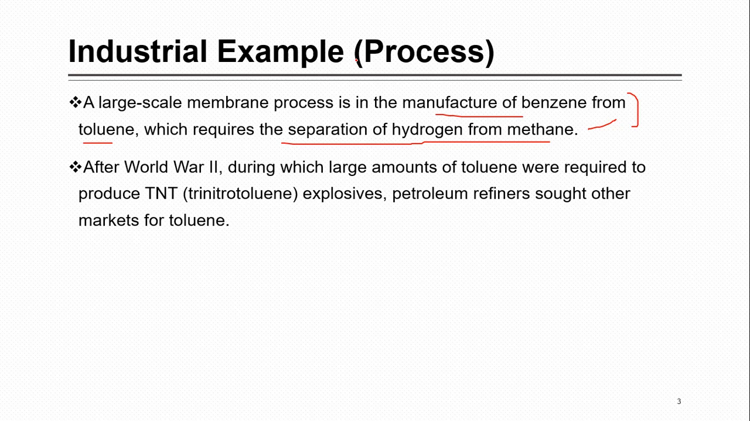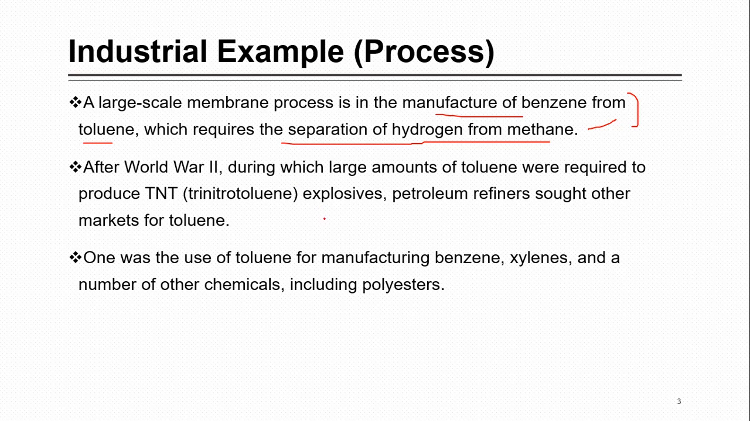After World War II, in World War II toluene production increased to a very high level. Why? Because toluene was being used for producing explosives, specifically trinitrotoluene, which is used for production of various explosives. After World War II, petroleum refineries were looking for other applications, because usage for trinitrotoluene reduced but toluene was still being produced, and people started looking for other uses of toluene.